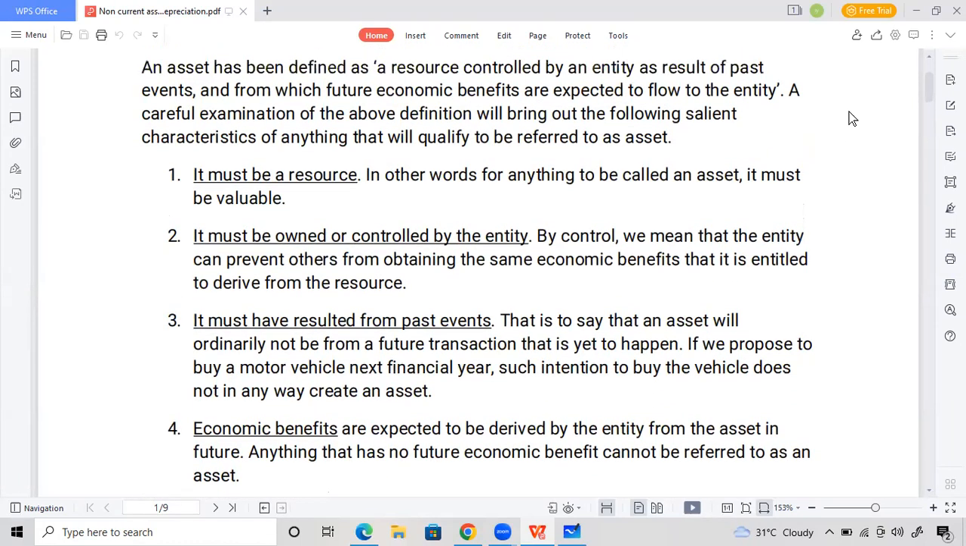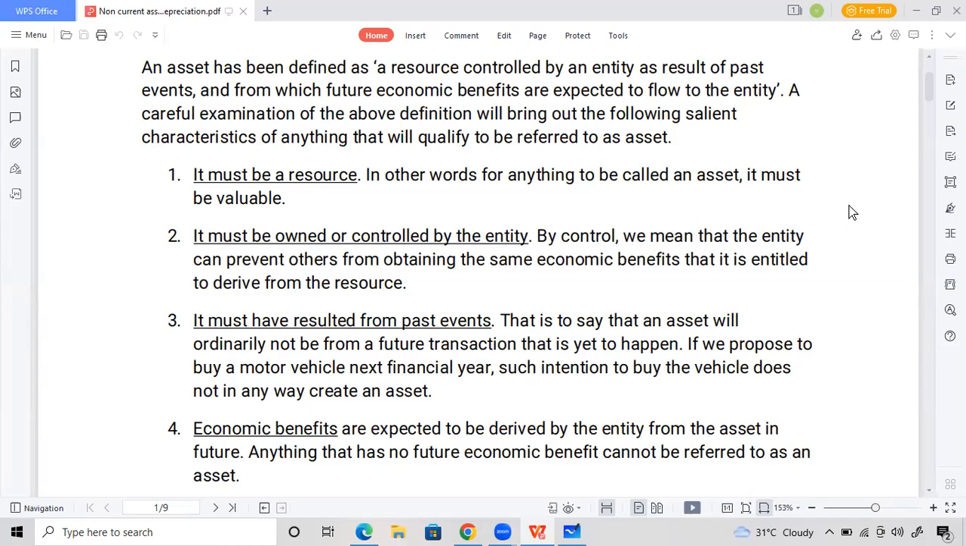Now you know the definition of asset and the key elements of this definition. We say that an asset can be defined as a resource controlled by an entity as a result of past event, from which future economic benefit is expected to flow in.